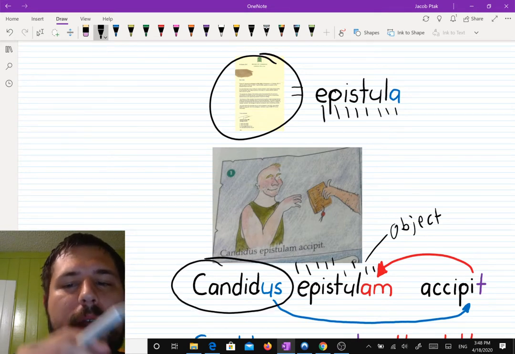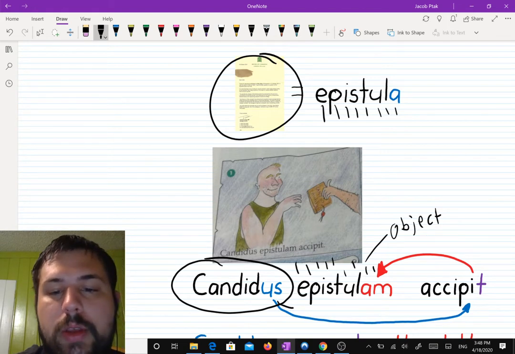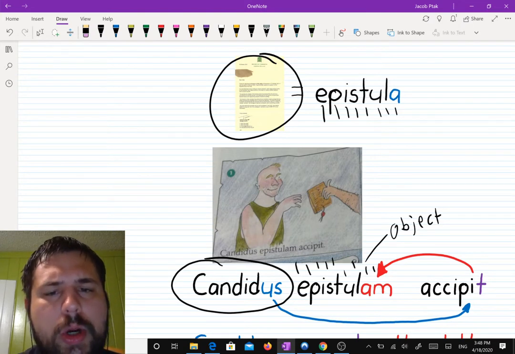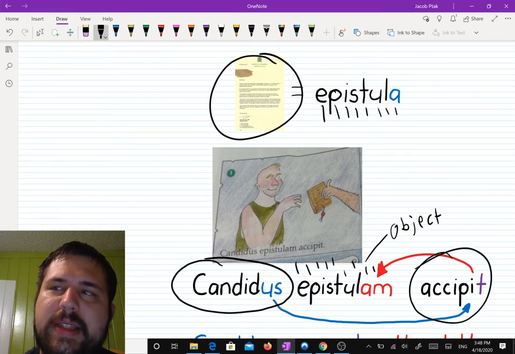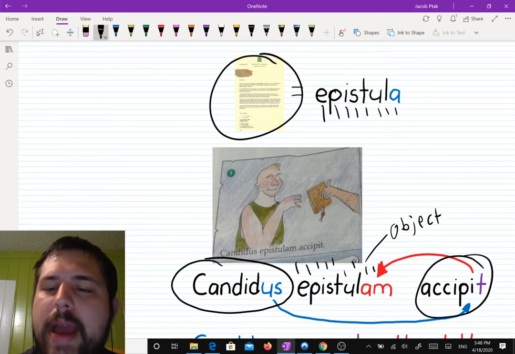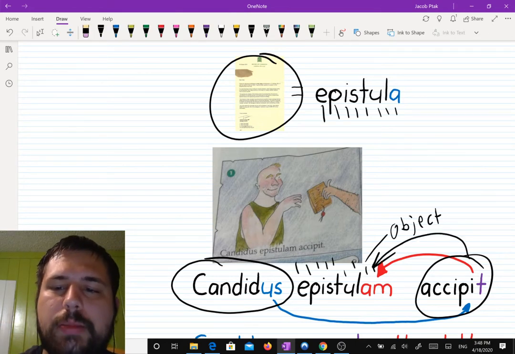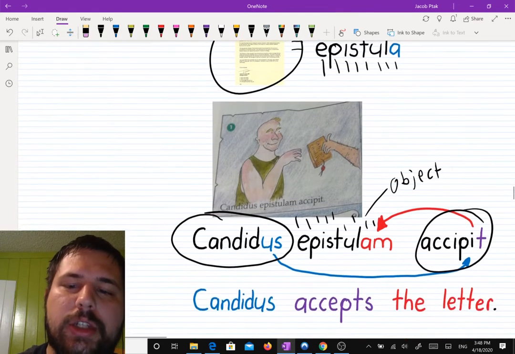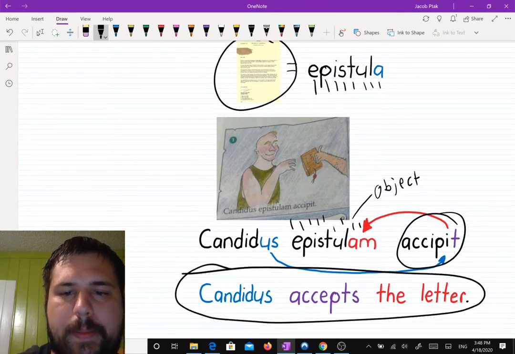So you're actually going to do this sentence. You're going to start with Candidus, whose spelling lets me know he's the subject. You go over to accipit. Now, accipit sounds like an English word, something that you do when you get a letter. You could say accepts or receives. And then you go from the action because the object is just the thing that you do the action to. So you go from the action to the object, and you get the English meaning. Candidus accepts the letter.